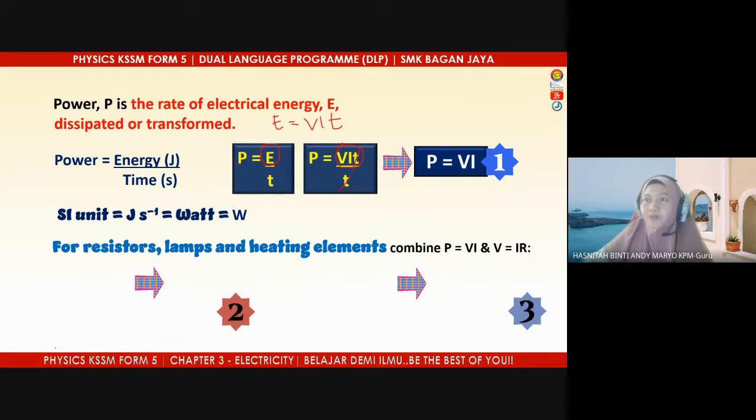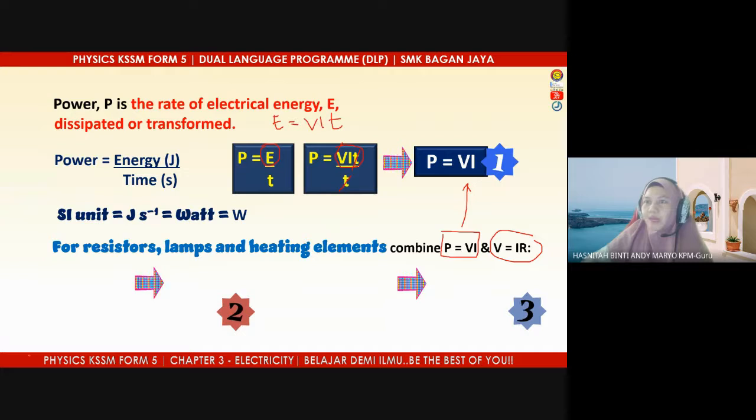Okay, welcome for those who just joined. We are now discussing our second learning standard, how to formulate equations relating power, voltage, and current. Okay, then next for resistor, lamp, heating element. When we combine this equation, P equal VI, which we generated here, and Ohm's law. Okay, Ohm's law. Resistor, lamp, heating element obey Ohm's law.